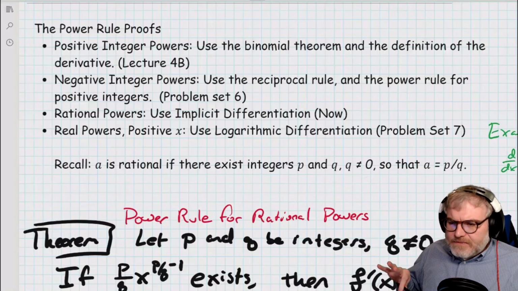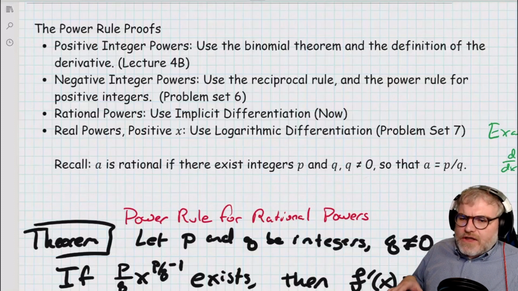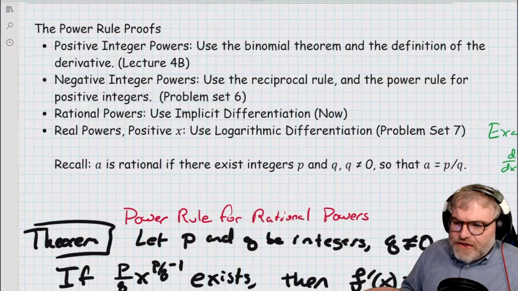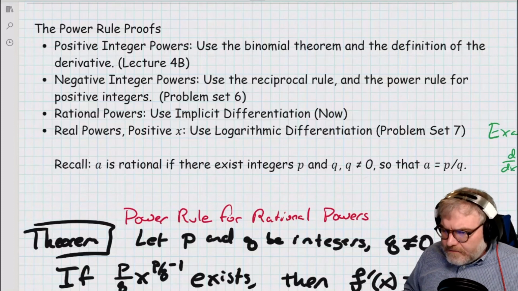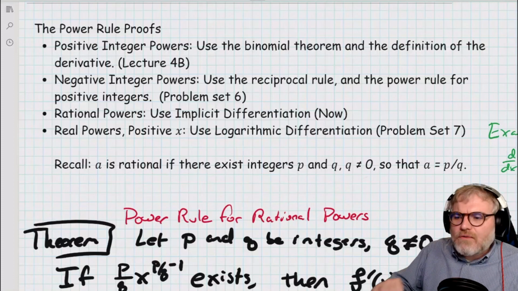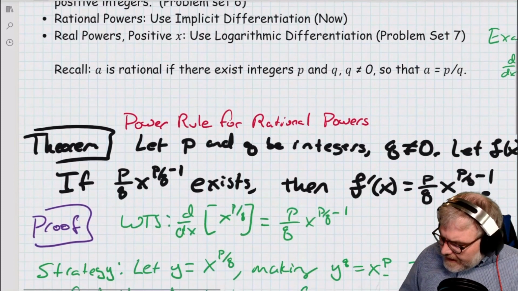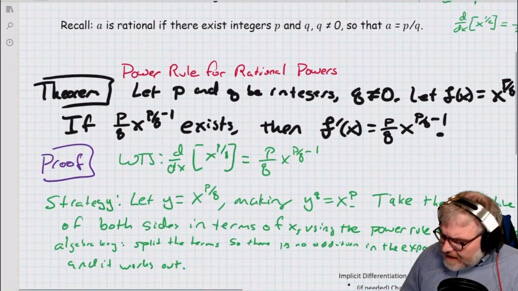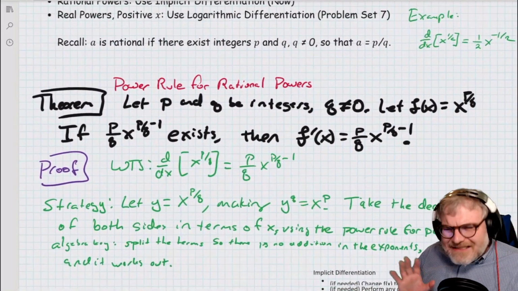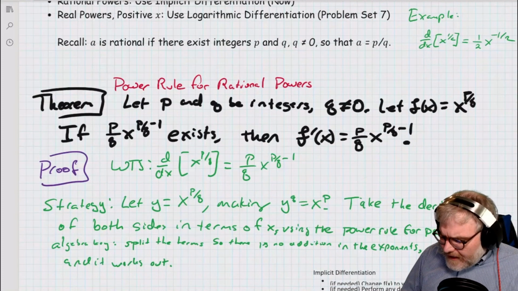Next week, problem set 7, we're going to show that it works for real powers if x is positive, and we're going to use implicit differentiation with logarithms, called logarithmic differentiation, to show that. So we're actually going to do all the power rule proofs in this class. Okay, so let's get to it. It's got some bad algebra in it, but it's overall a very nice proof.